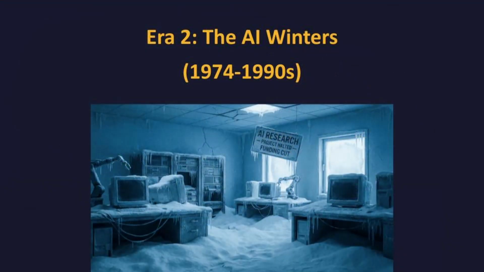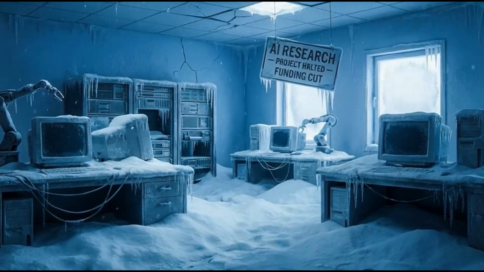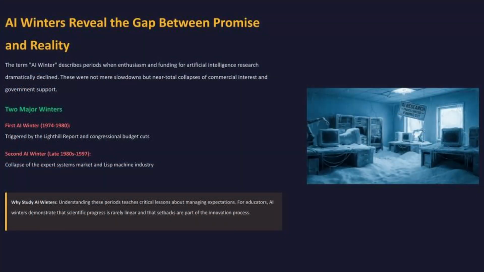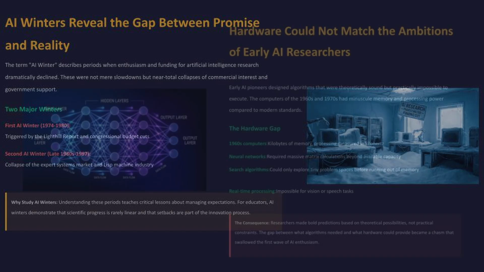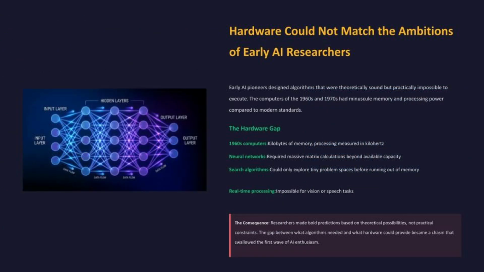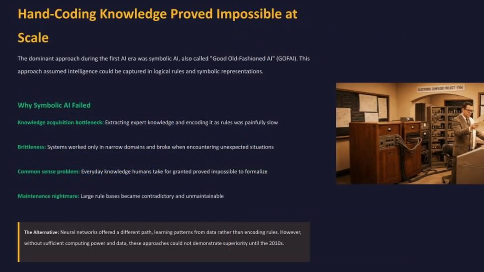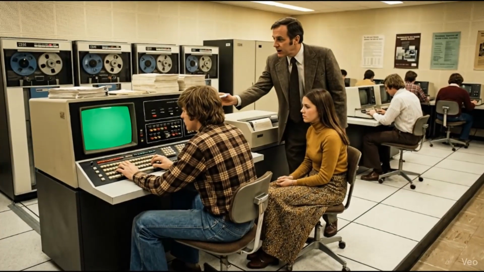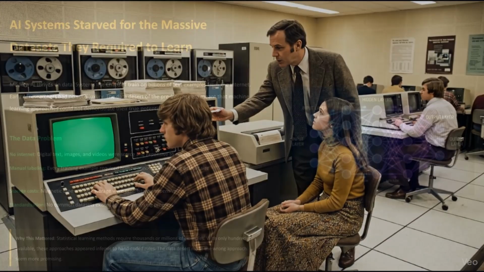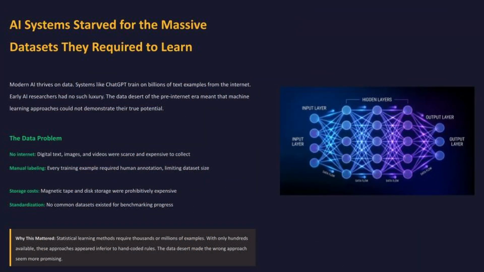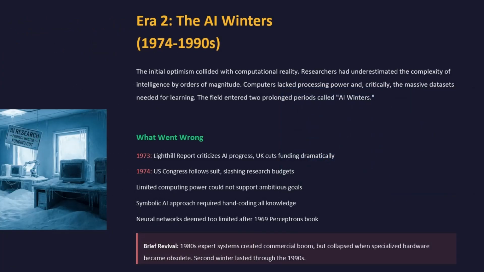Era 2. The AI Winters, 1974 to 1990s. The boundless optimism of the dawn era quickly collided with the limits of 1970s technology, a period that lasted nearly 2 decades. Researchers had vastly underestimated the sheer complexity of human intelligence. They realized they couldn't just hand code all the world's knowledge. The computers of the time were simply too slow and lacked the massive data sets needed for learning. When a critical report in the UK criticized the lack of progress, funding was slashed, and the US Congress quickly followed suit. This led to the first AI winter, where research dried up.